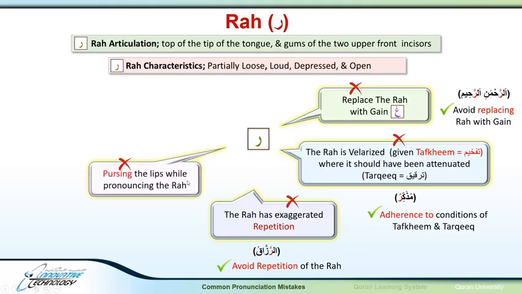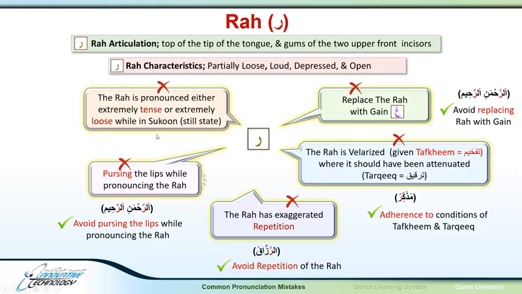The next mistake is pursing the lips while pronouncing the ra. الرحمن الرحيم. It gives it a "wow" sort of sound. This is wrong. There is no rounding. It's Ar-Rahman, Ar-Rahim, and the right way of pronouncing it is الرحمن الرحيم. So you need to avoid pursing the lips while pronouncing the ra.